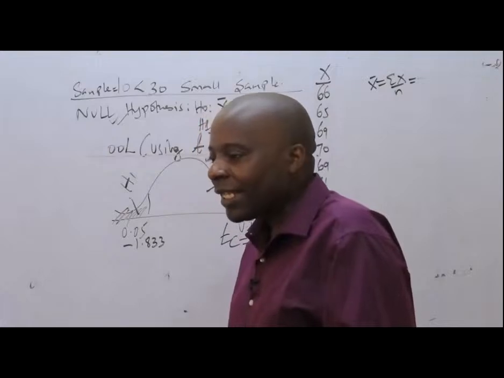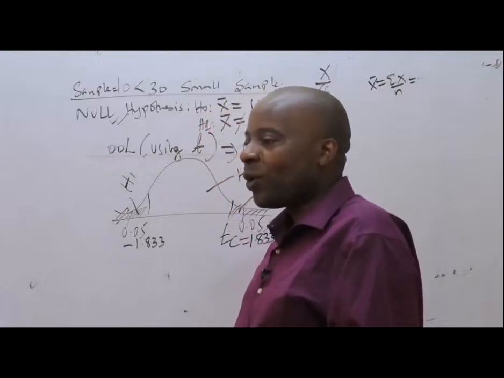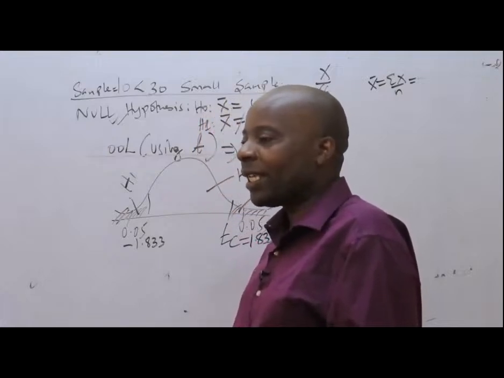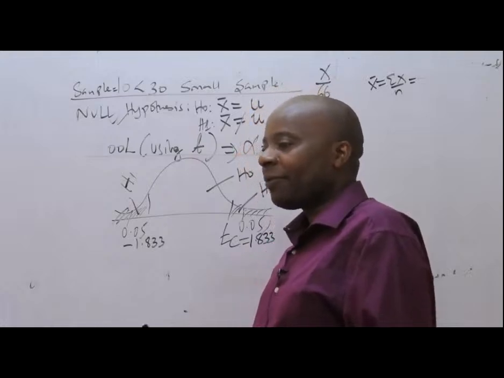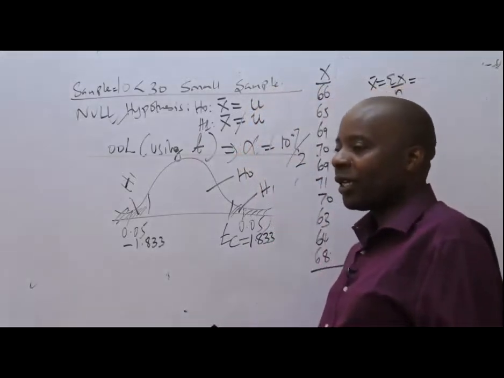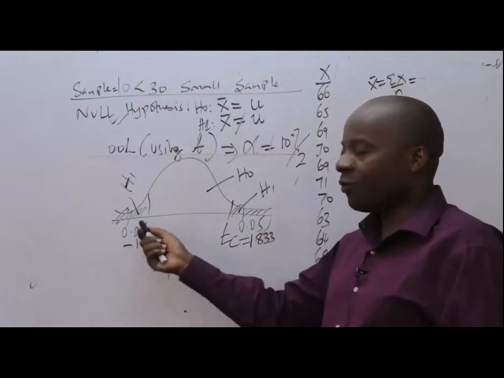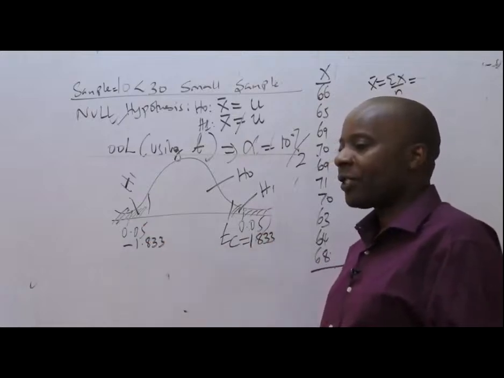We assumed that the level of significance is 10%. So 10% divided by 2 came to 0.05, because 10% is for both tails.